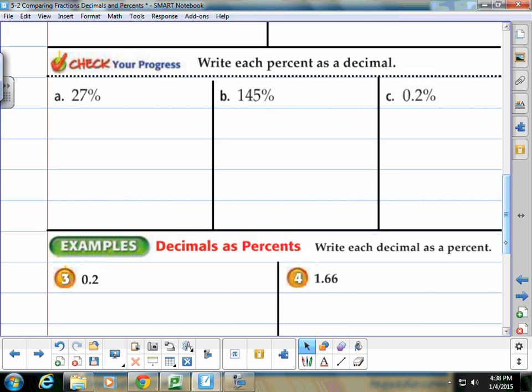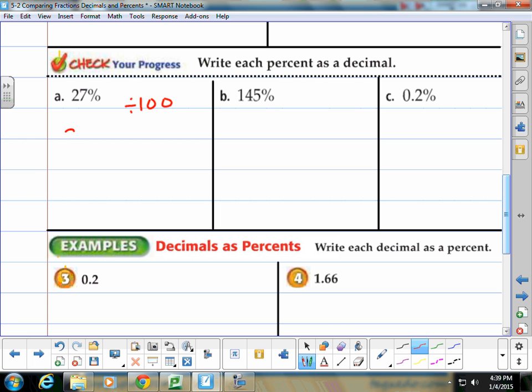So you could give these ones a try. Write each percent as a decimal. Give those a try. Pause and come back and check those things out. So again, percent to a decimal is just dividing by 100. You shouldn't use a calculator on these ones. We want to make sure we can do it mentally.